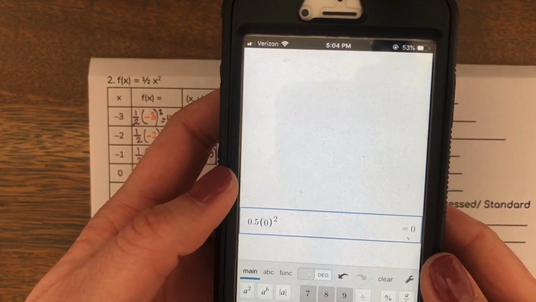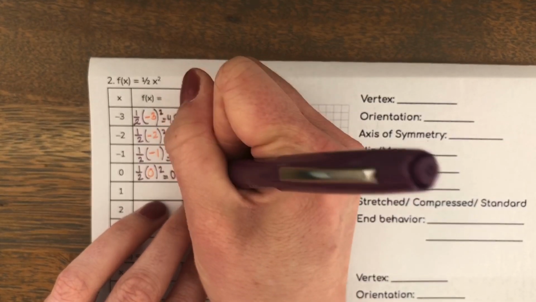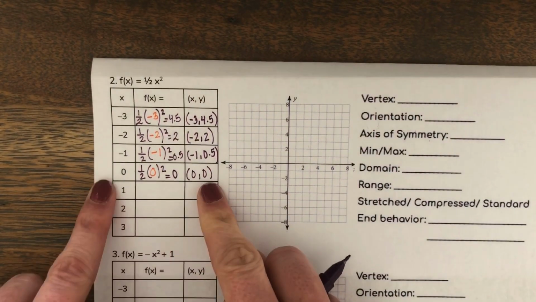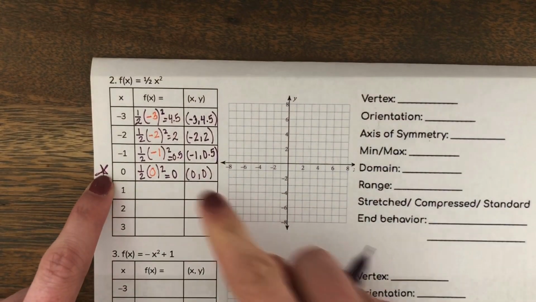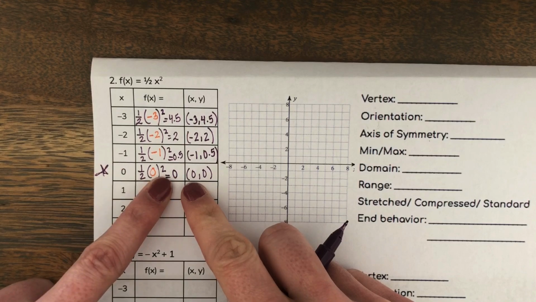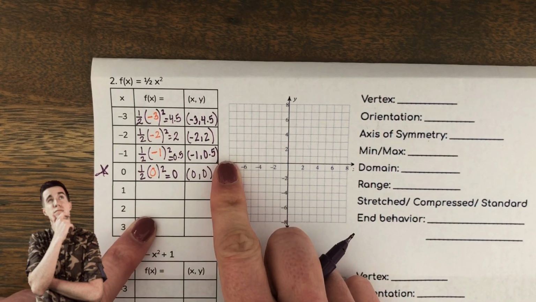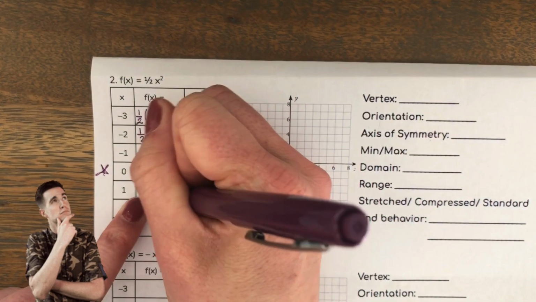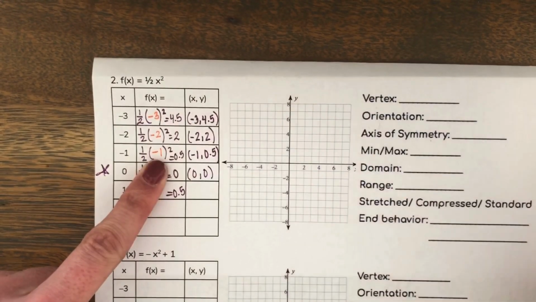And then plug it in, you get 0. So this would be 0, 0. So since 0, 0, that's the middle point of your table. Like I already know that's gonna be my vertex. So I really don't even need to plug these in because I know they have to match these values. So I already know 1 matches with -1, so I know it's gonna be 0.5.